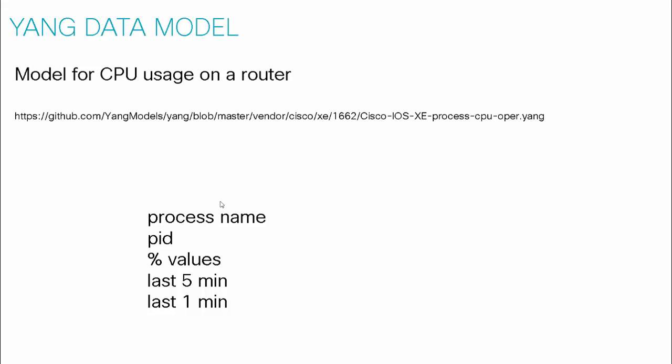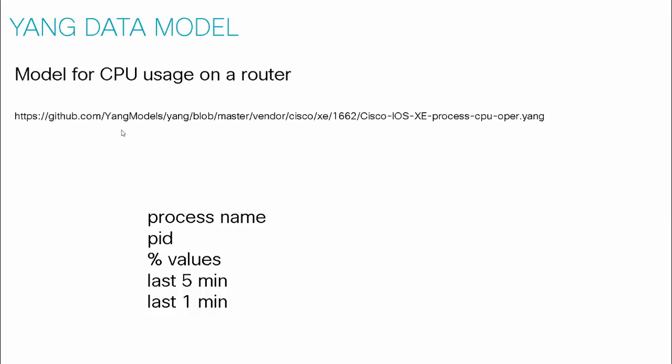So what type of information would you give back to me? You will give me back the different process names, the process ID numbers, percentage values, how busy was the CPU in the last 5 minutes, how busy was the CPU in the last 1 minute, how busy is the CPU now, so on and so forth. So this is the information that you'll give back to me, so I can create models based on this idea.